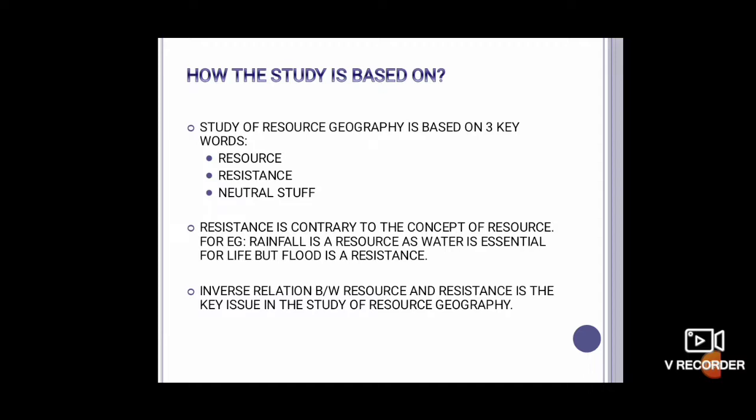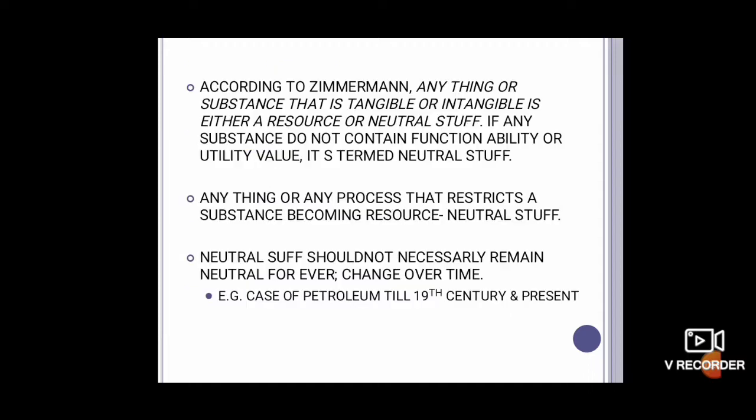So there is an inverse relation between resource and resistance. When such resources have a negative impact on us, we consider that material as a resistance. So the inverse relationship between the resource and resistance is the key issue in the study of resource geography. In resource geography, we always study the inverse relationship between the resource and the resistance that will be provided by this resource.